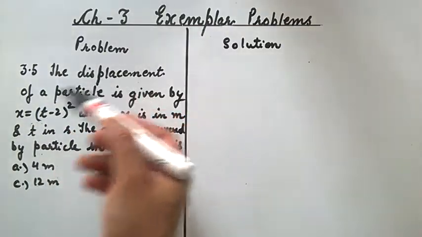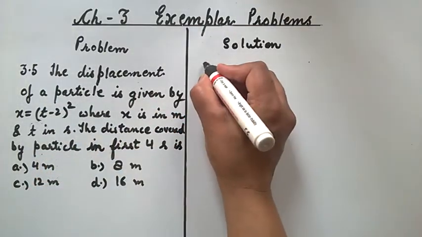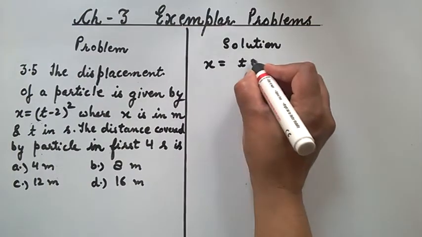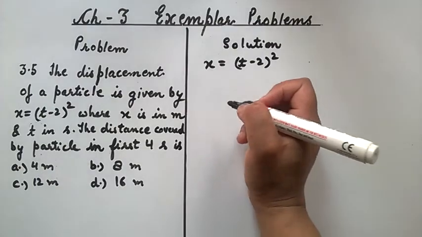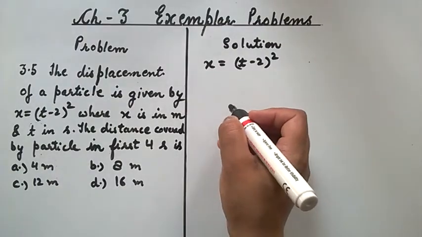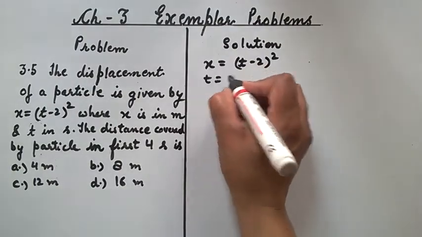Problem number 3.5. The displacement of a particle is given by x equals (t minus 2) whole squared. Here x is in meters and t is in seconds. We have to calculate the distance covered by the particle in the first 4 seconds.